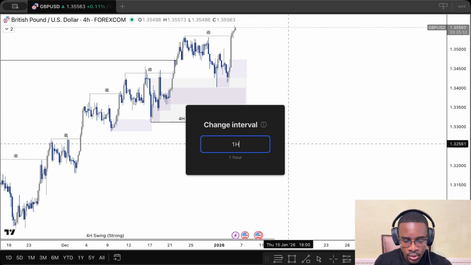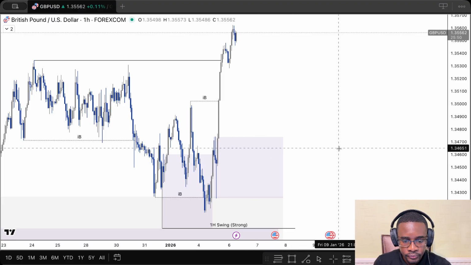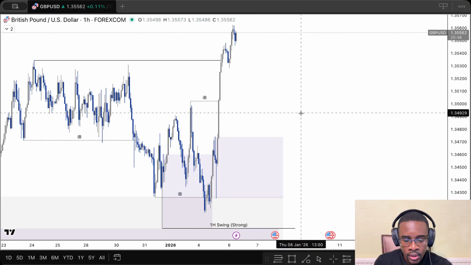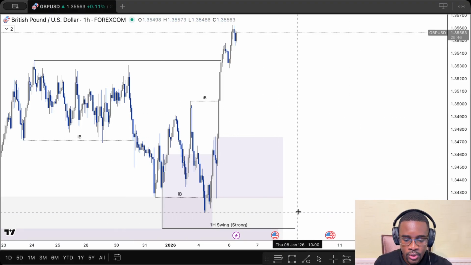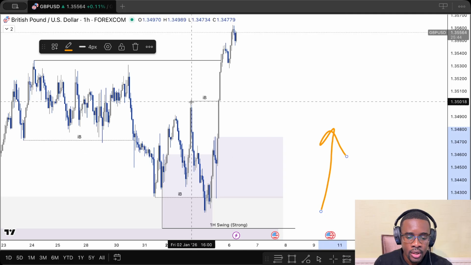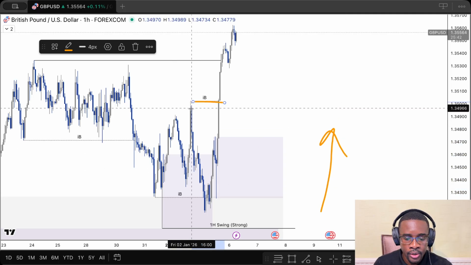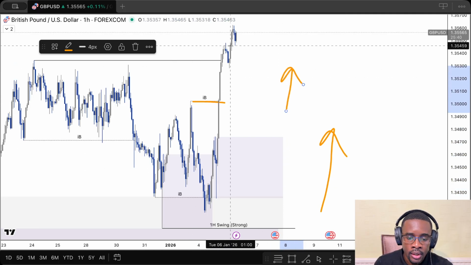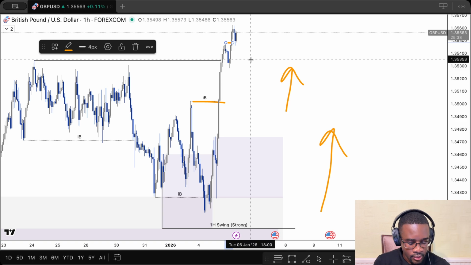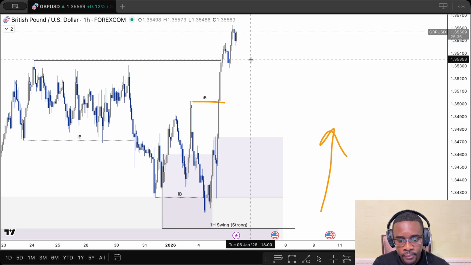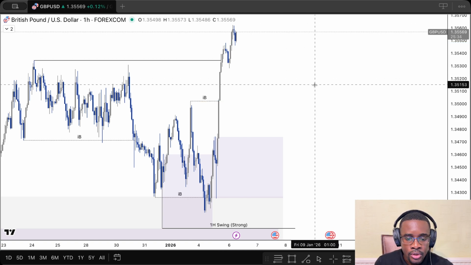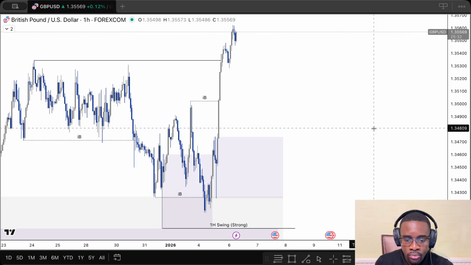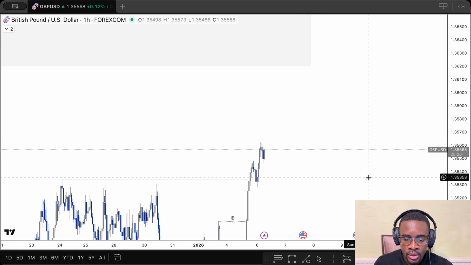So looking at 1 hour, 1 hour swing bullish, internal has switched from bearish to bullish. Okay, and then we're still having fractal structure breaks as well. So all systems are pointing bullish. Everything is pointing bullish at this point.